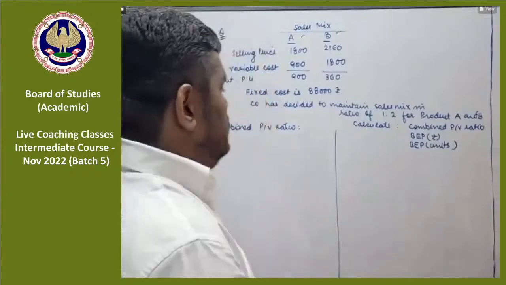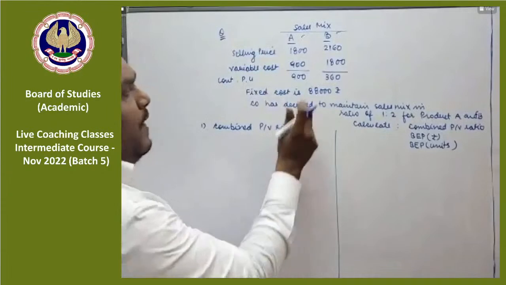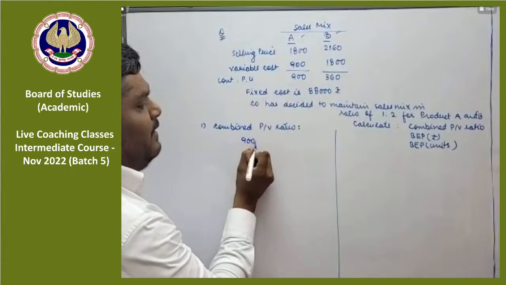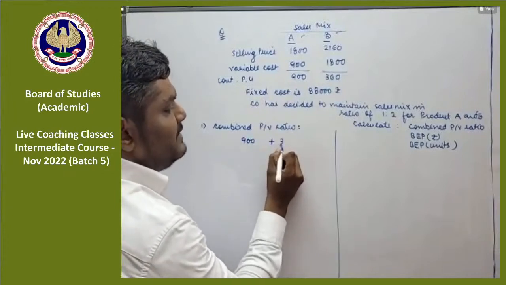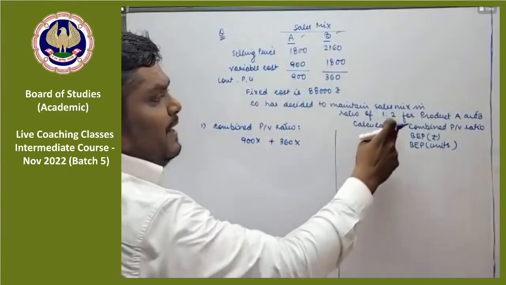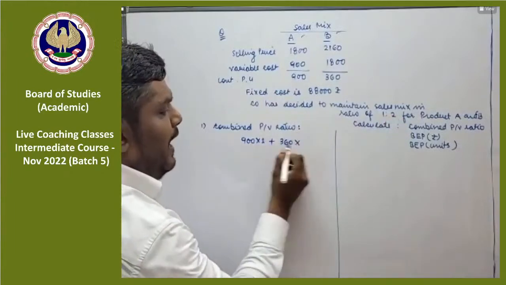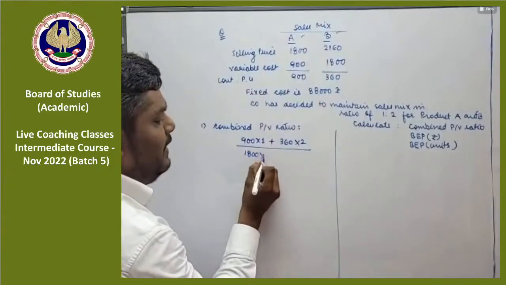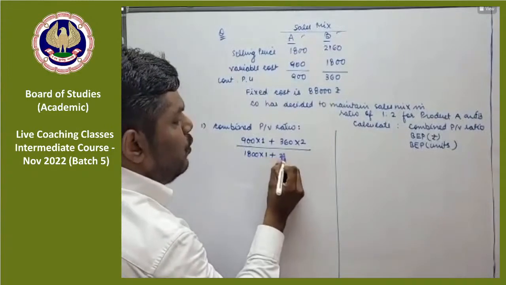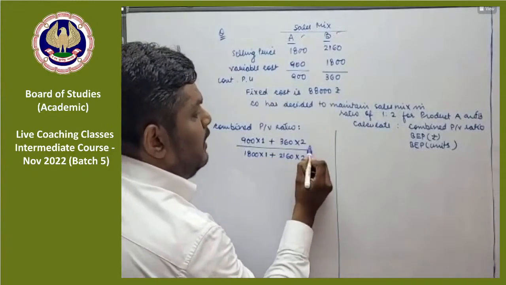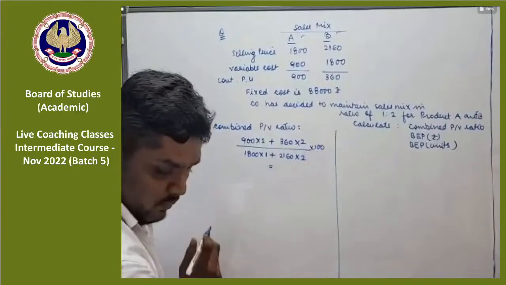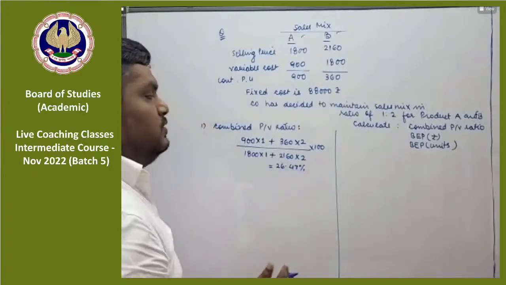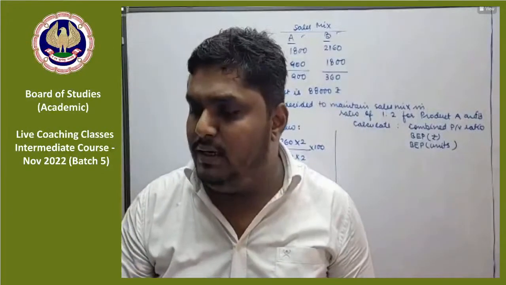So let me check. So guys, first listen to me, the calculation of combined PV ratio. Very simple. Combined contribution, that is 900 plus 360 multiplied by the weightage of the mix, that is 1 and 2, whole divided by selling price per unit, that is 1800 into 1 plus 2160 into 2, into 100. So this will be 26.47%. So this is how the combined PV ratio is calculated.